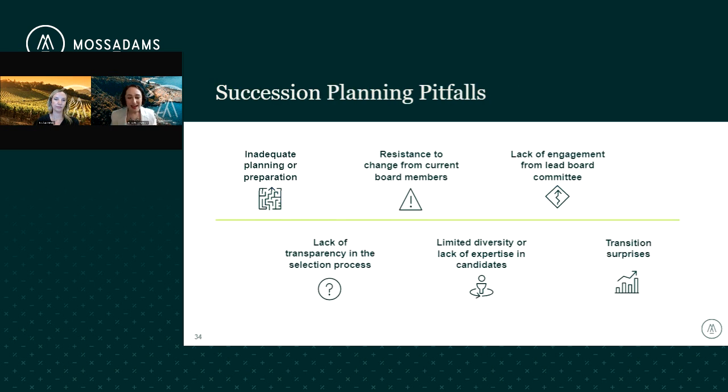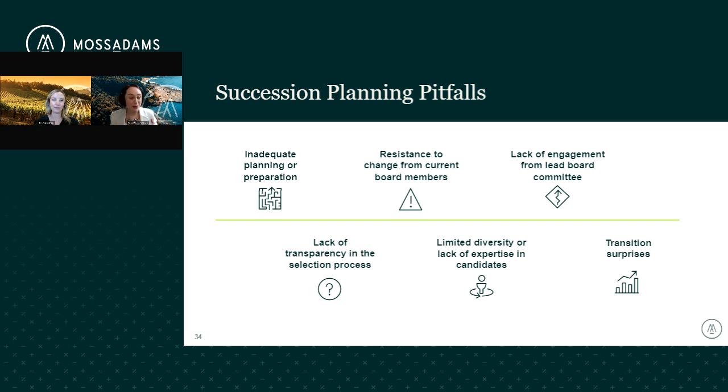And then my very last piece here, succession planning pitfalls that we want to highlight for you. Not doing the planning work. Obviously, that's going to be a challenge. Lack of transparency. If you don't let people know how this process is actually working, they will fill in the blanks and they might have some nefarious answers. So you want to be as transparent and communicative as you can.